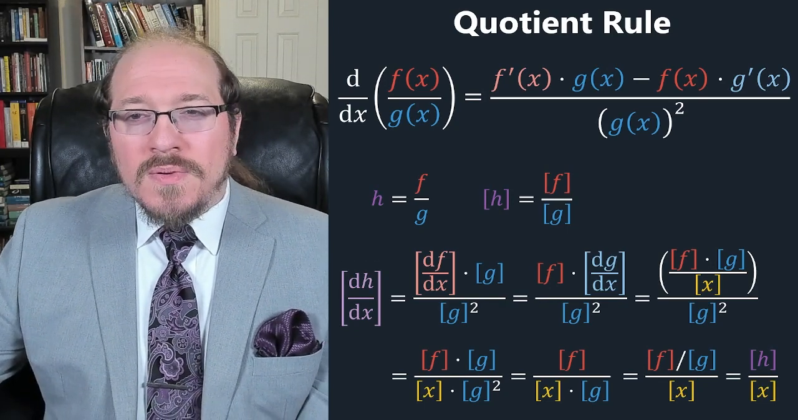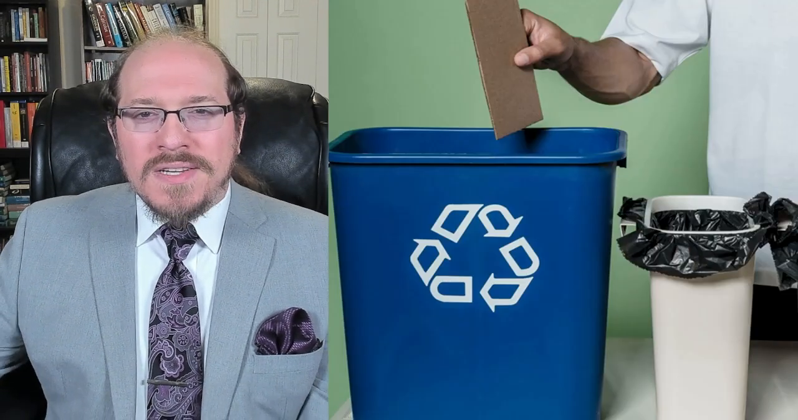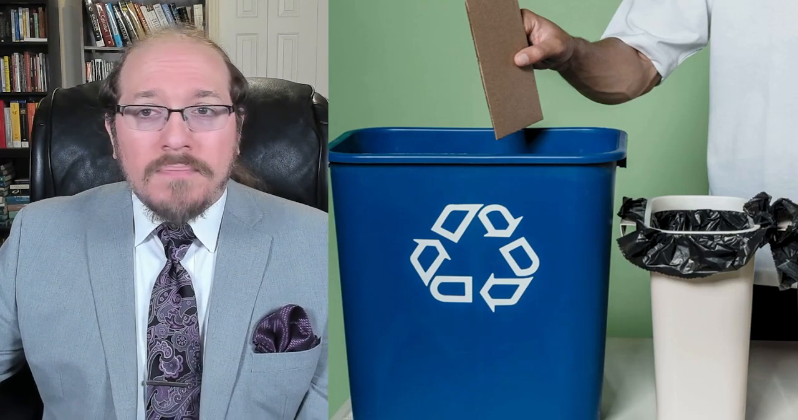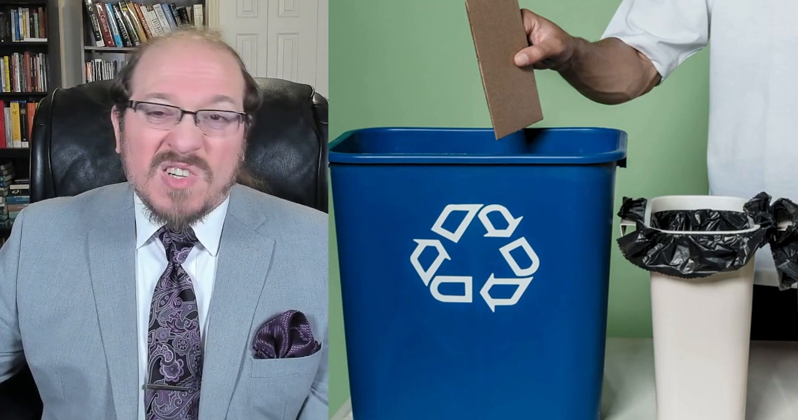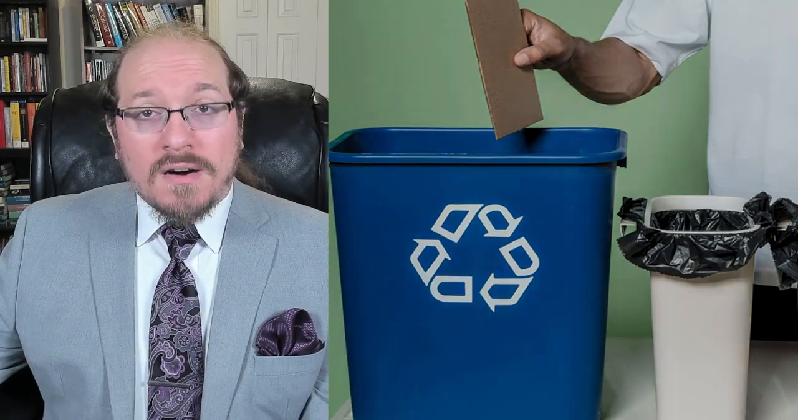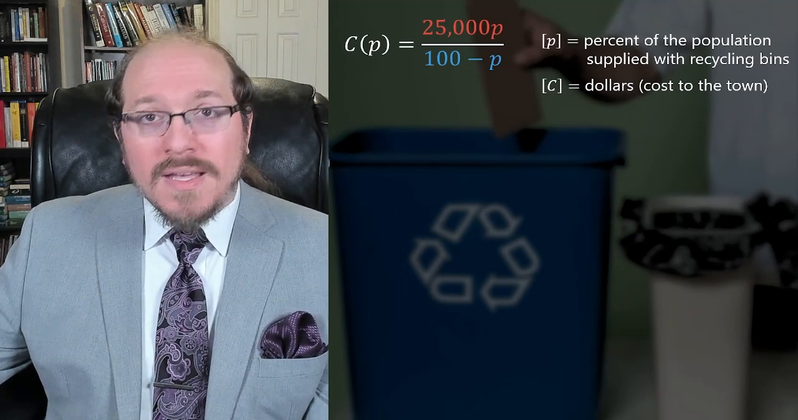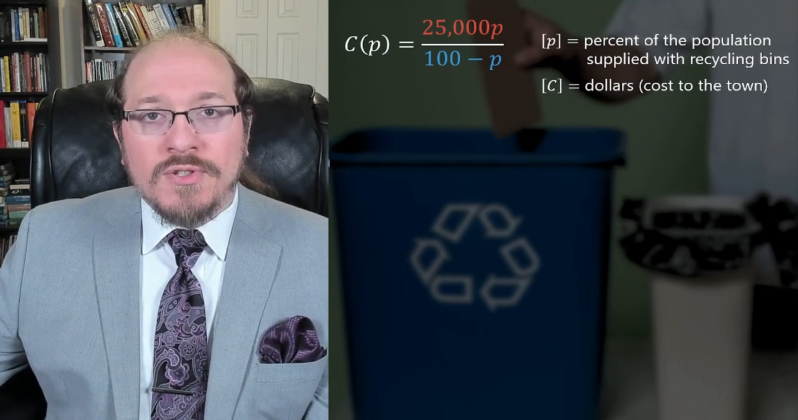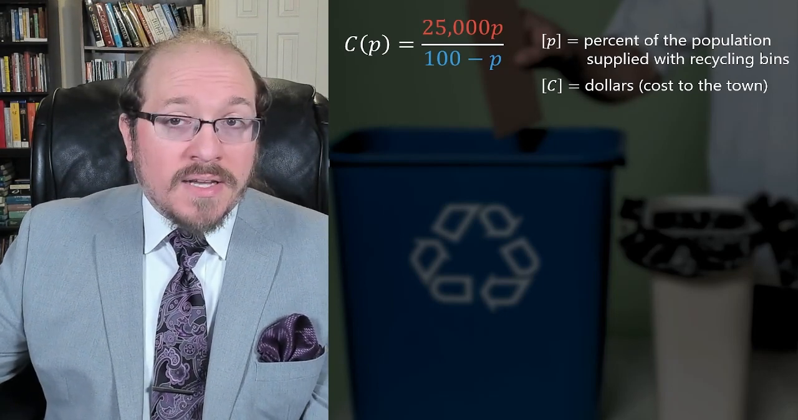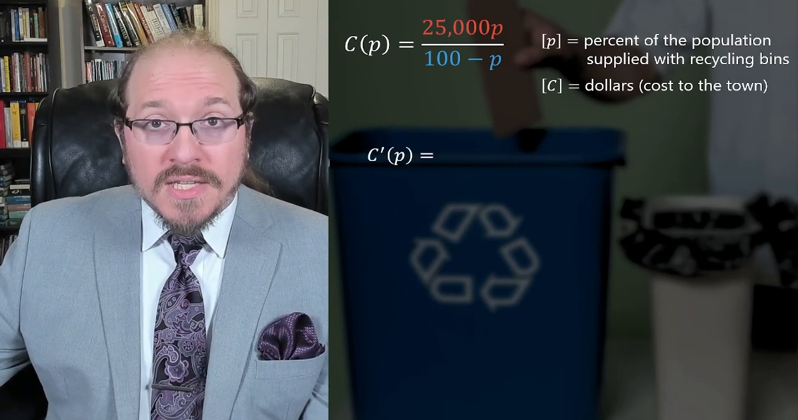Okay, let's do an example to really nail down how the quotient rule works. Imagine a small town supplies recycling bins to 15% of their population, but they want to start raising that number. Gradually, of course, because you know how slow things are in the government. Suppose the cost, C, of doing so is 25,000p divided by the quantity 100 minus p, where p is what percent of the population they're supplying with recycling bins. Let's go ahead and find the derivative using the quotient rule.